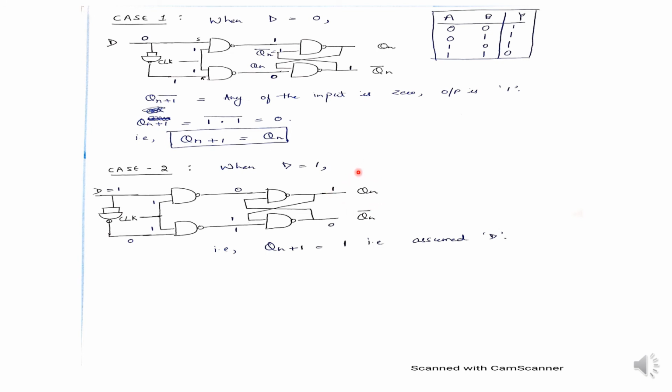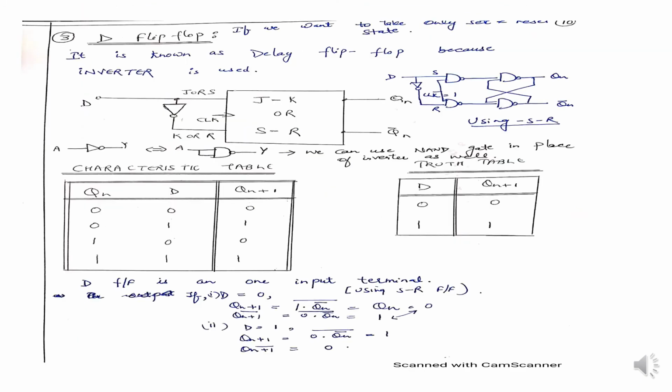Okay, so we can make the characteristic table from this. The characteristic table, as you can see here, is very important. From Qn+1, we can make the equation from here. What will be the Qn+1? Look, the output here, if D equals 0, what will be the output? The output will be 1 here. So what will be the Qn+1? 1 into Qn bar, because this is Qn bar which is going here. So 1 into Qn bar equals Qn.